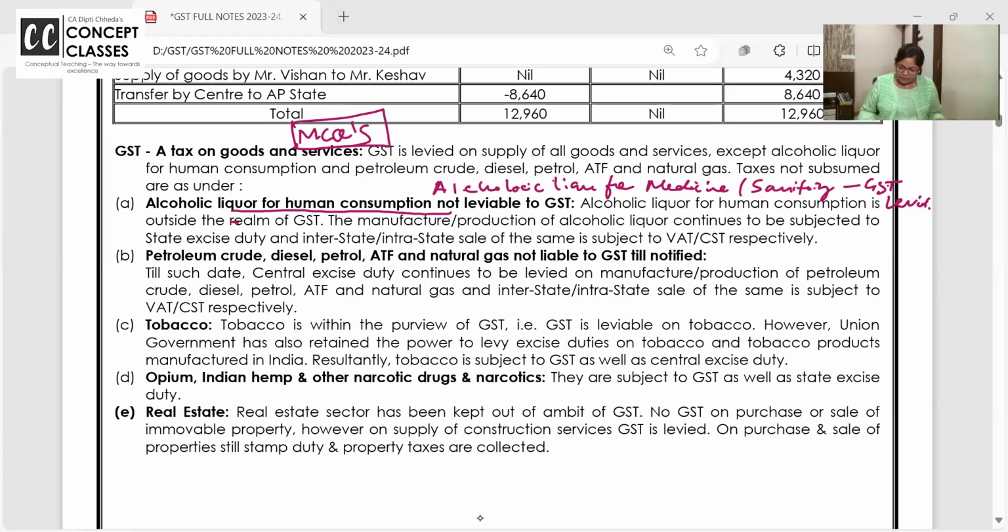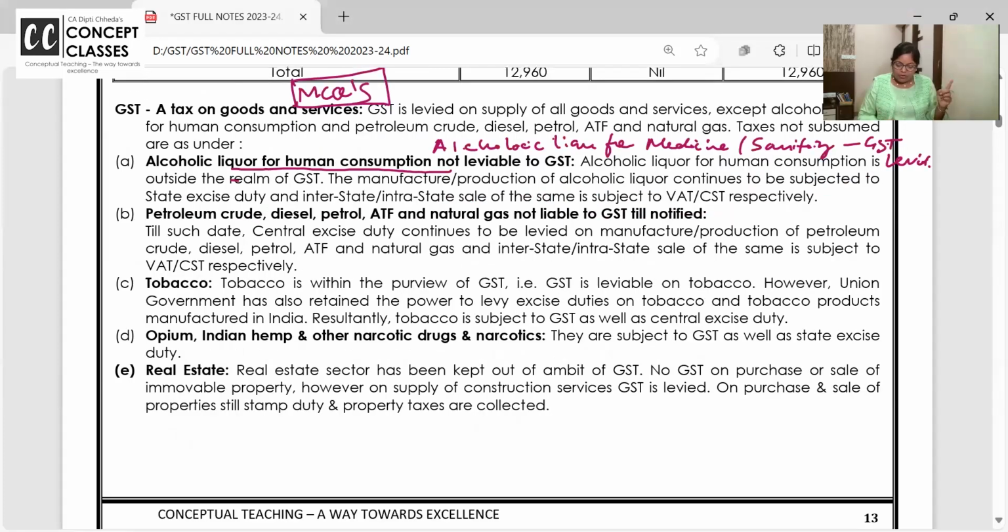Next is petroleum: crude oil, petrol, ATF, right? Different states still have different rates because this is still outside the purview of GST. They said we will bring GST on this from a future date, which has not come yet. So as of now, only excise duty is charged.